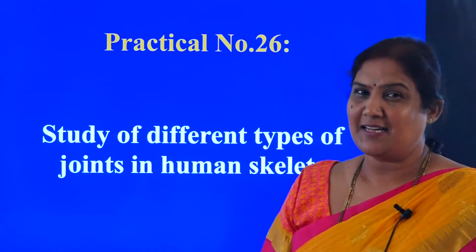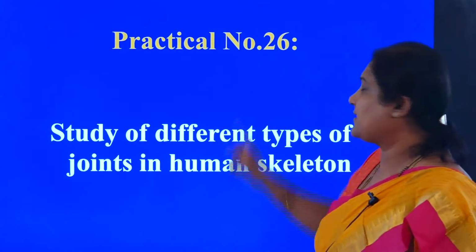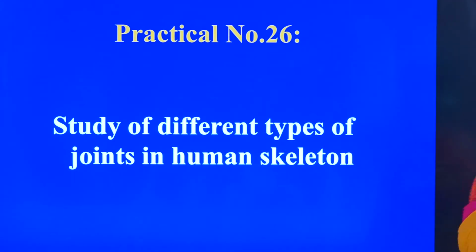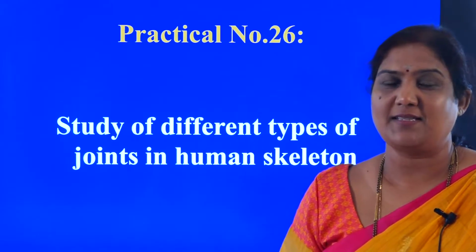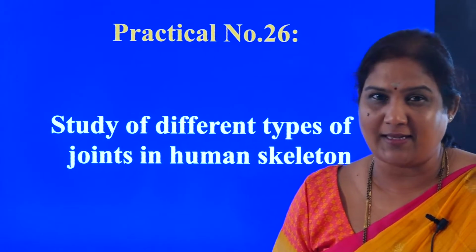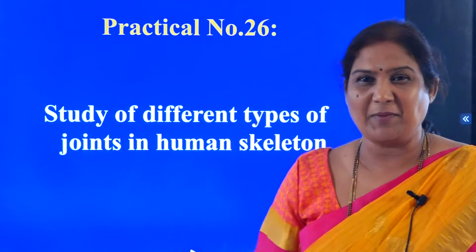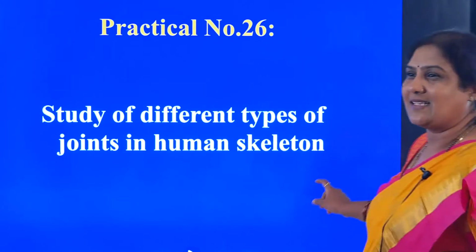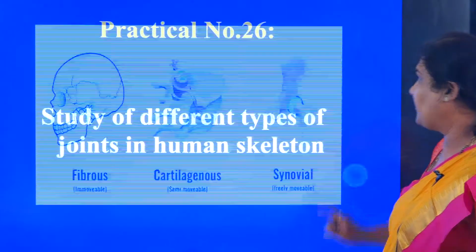Well children, in continuation to the study of the skeletal system, we have practical number 26. It's the study of different types of the joints in the human skeleton. Well, what do you call the branch of biology that deals with the study of the joints? Arthrology. See, arthropoda, do you remember that? So, arthros refers to the joint and logos says it is study. So, that is why you call this arthrology.